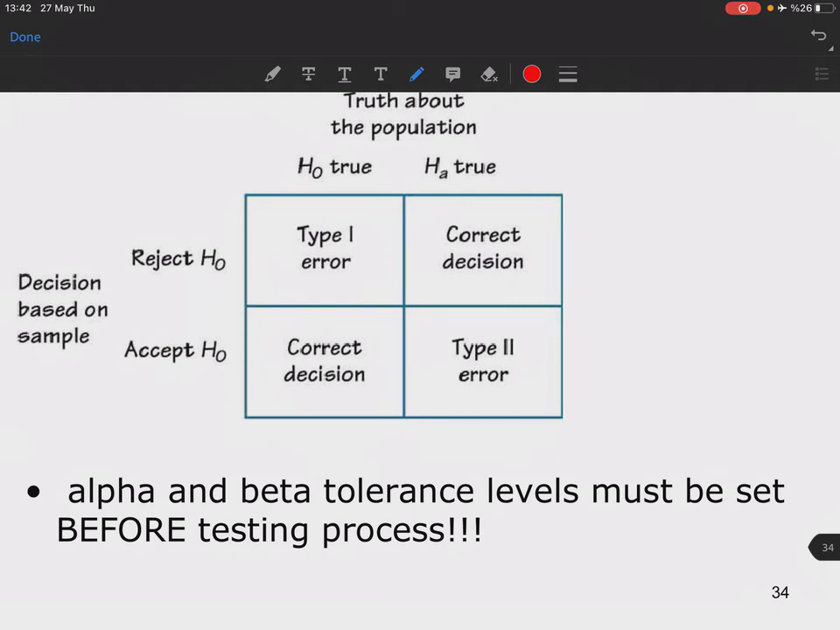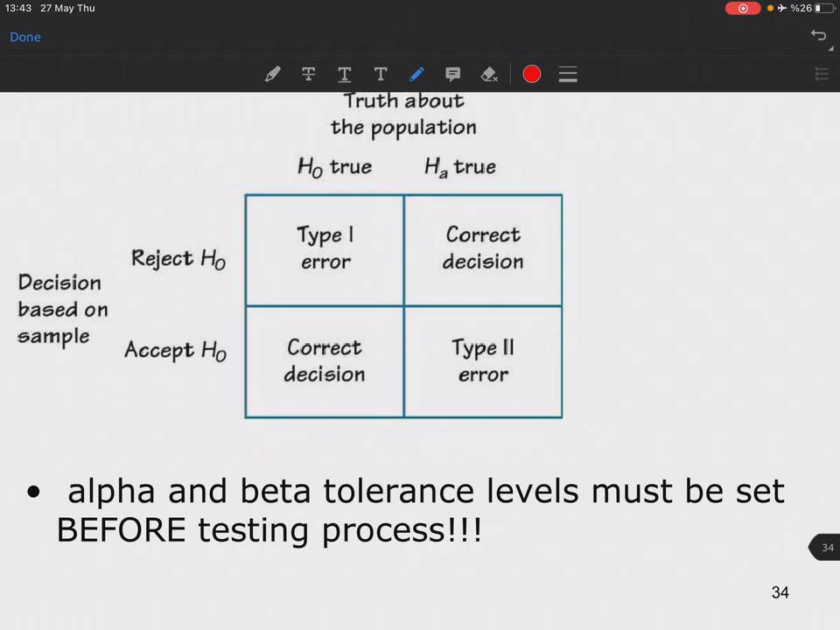Now, you should keep in mind that this is very important. Alpha and beta tolerance levels must be set before you start your testing process. Otherwise, that would mean you're cheating to a degree, okay? Because when you see the numbers, you can just set your thresholds as anything you like, to reject or to accept H0, reject or not reject H0. That's it. So you need to set them before you start your hypothesis testing process.